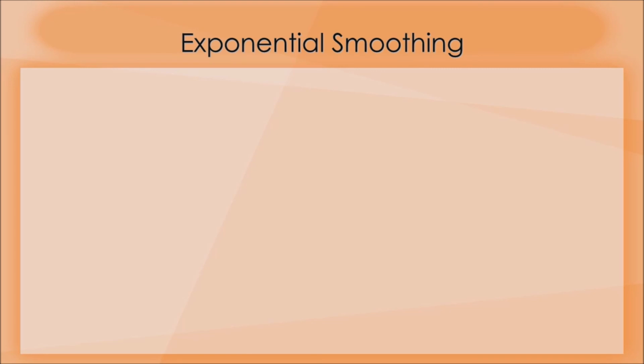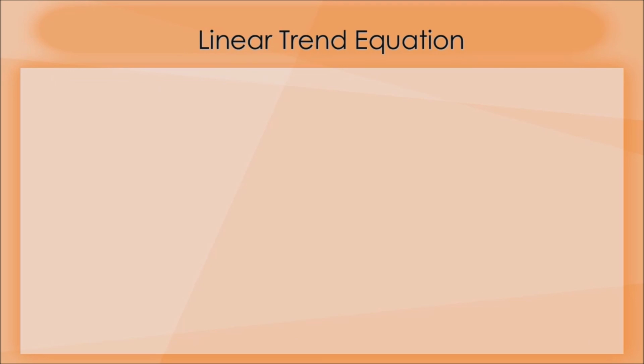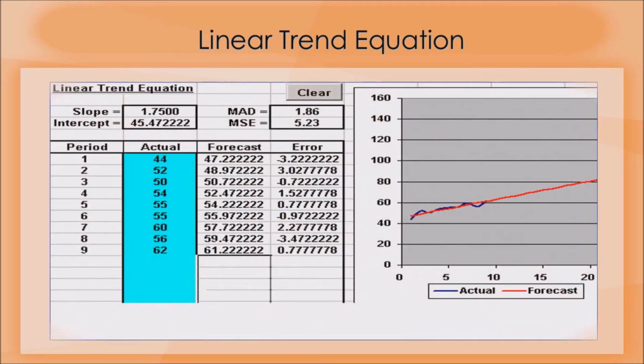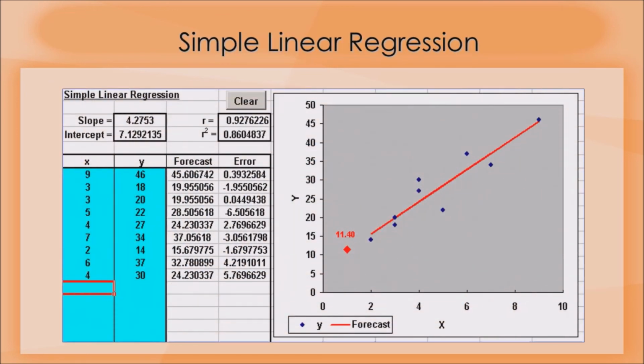Exponential smoothing. The on-screen figure shows the calculation of MAD and MSE, and the graph between actual and forecast. Linear trend equation. The on-screen figure shows the calculation of MAD and MSE with slope and intercept, and the graph between actual and forecast. Simple linear regression. Following is an example of simple linear regression and the graph between Y and forecast.